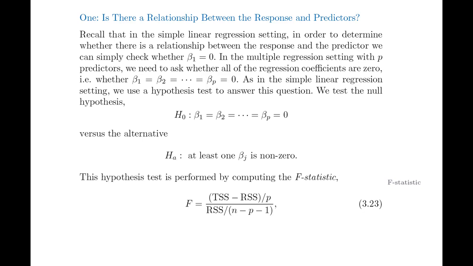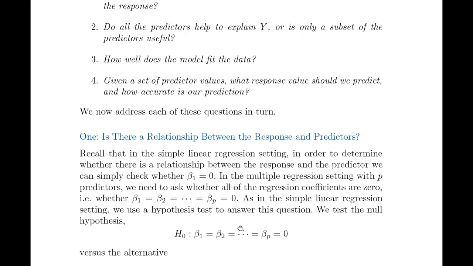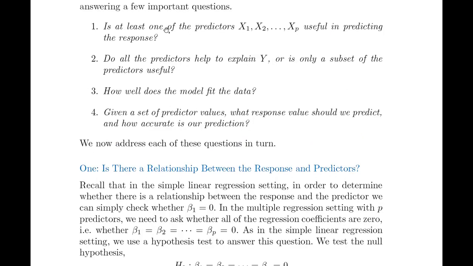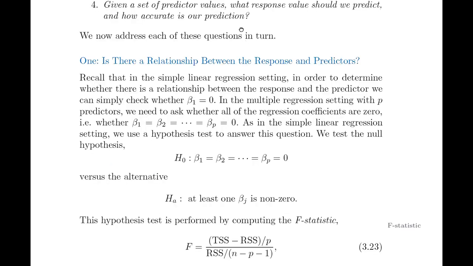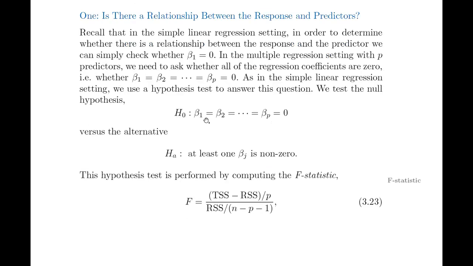Interesting. So what we're doing is we're taking them all at one go. I guess after all, over here it said, is at least one of them useful? Okay, so the null hypothesis is that none of them are useful. They are all 0. Their slope parameter is 0.